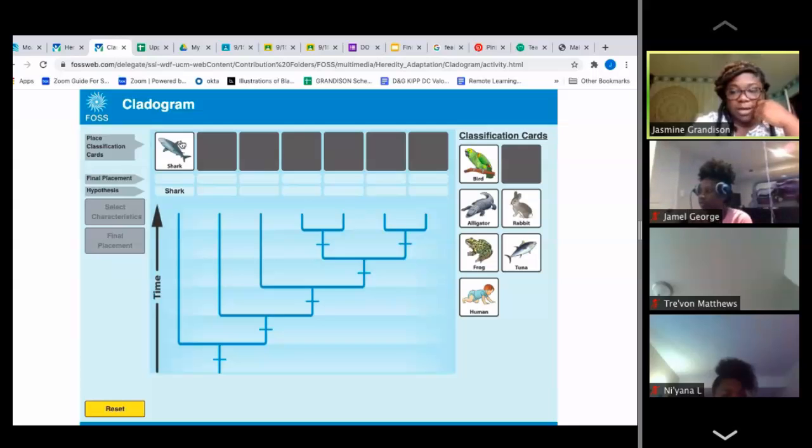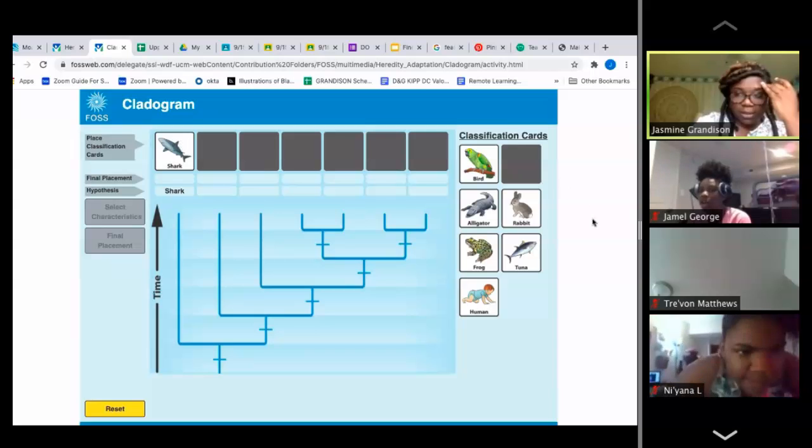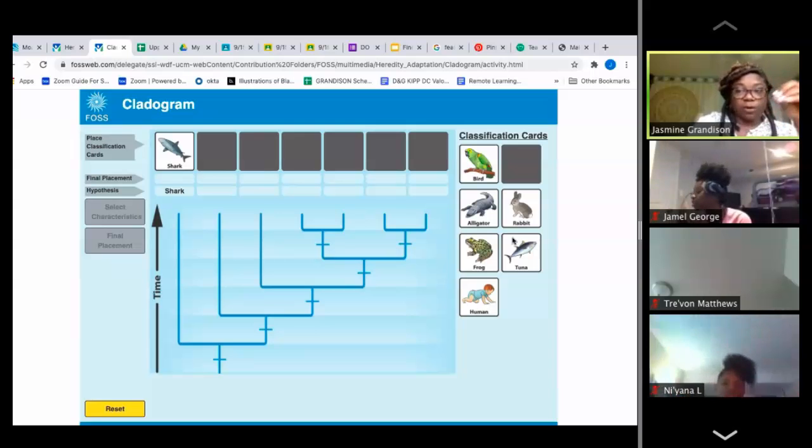Lamaya or Jordan, can you explain why you said shark? It's the only one. It's only the vertebrae, not everything else. Good. That's how our thinking should be for making our cladogram. This only has the characteristic trait of a vertebrae and nothing else, right? That's where it stops. What is the next organism we could put on our cladogram?